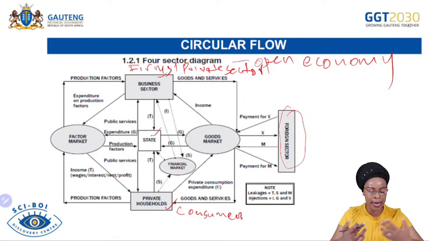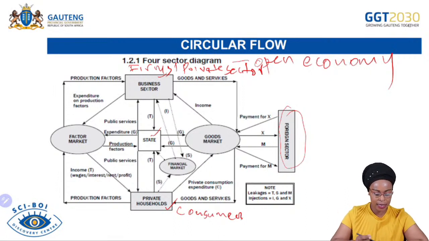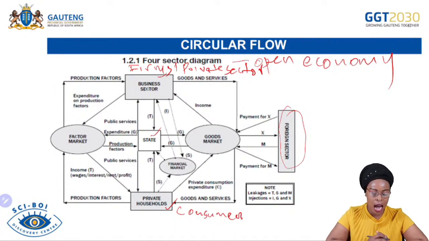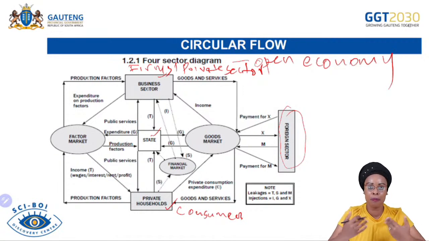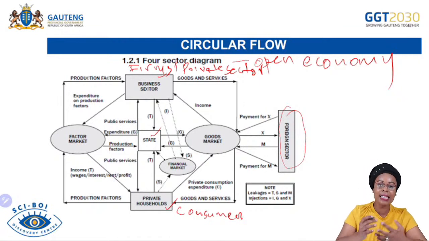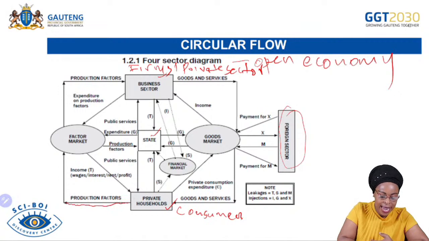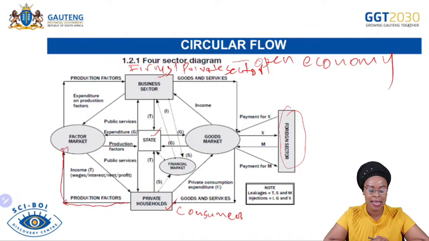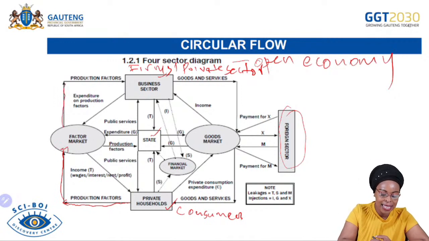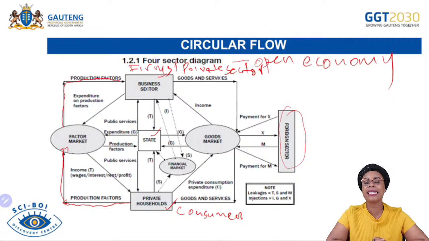Let's use one example here. We have a household. This household are the owners of production factors. You were taught in grade 10 that they own labor, natural resources, and capital. As a result, they sell these production factors. This is the flow. They are selling at the factor market. They are selling to whom? They are selling to the business sector.